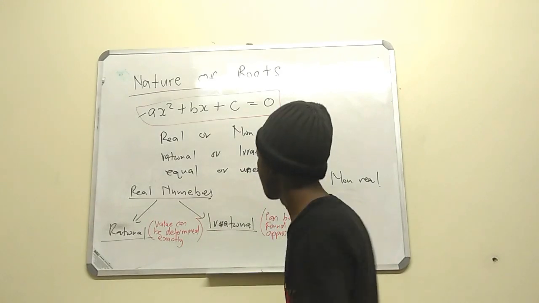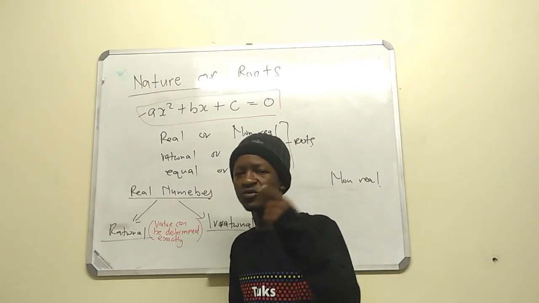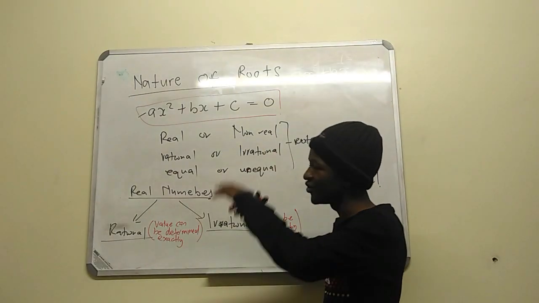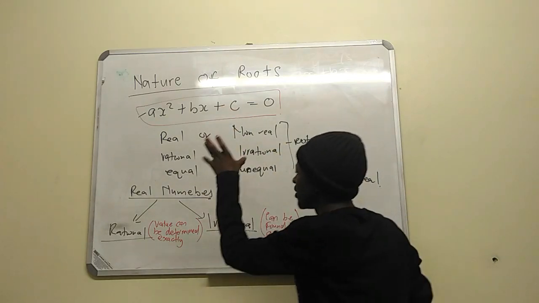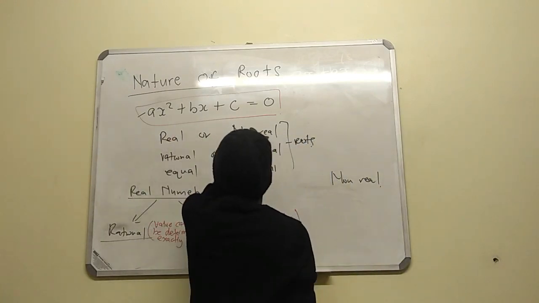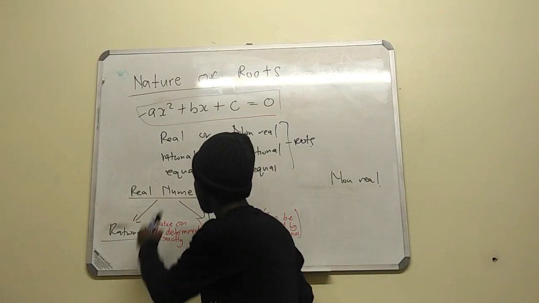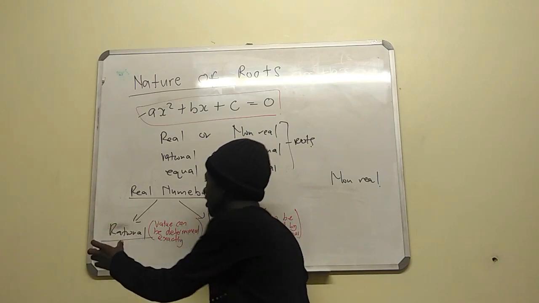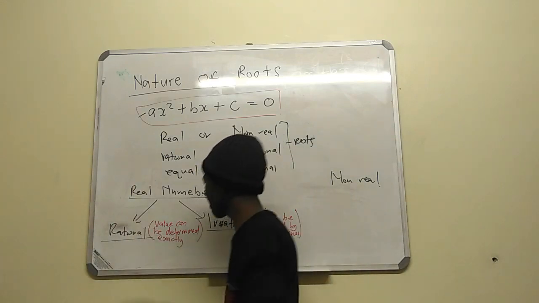Okay, so before we go further in discussing the nature of roots, let us refresh our minds about real numbers. You know that complex numbers are divided into real numbers and non-real numbers. So we're exploring the first part, real numbers and non-real numbers. Under real numbers we have rational numbers. A number can be rational, or it can be irrational. So what are rational numbers?